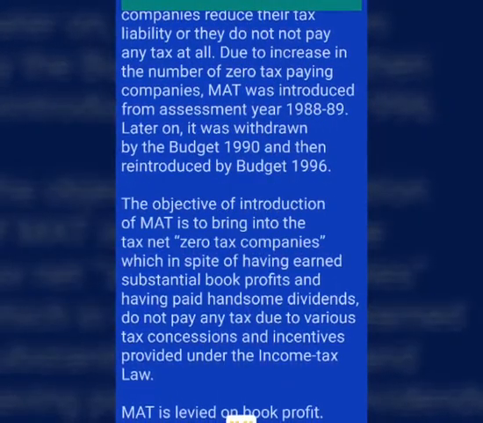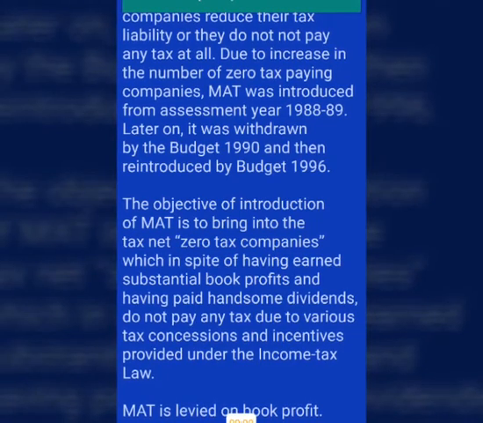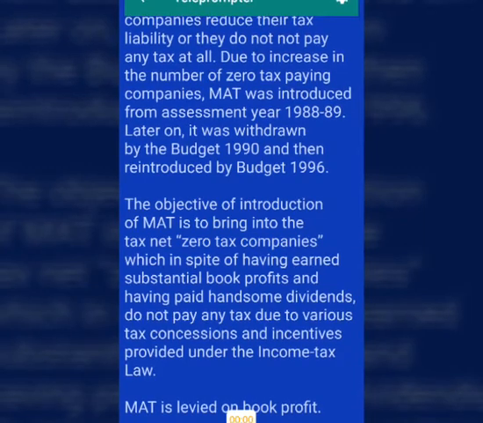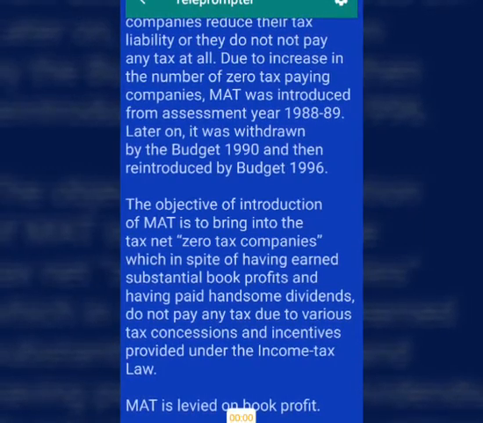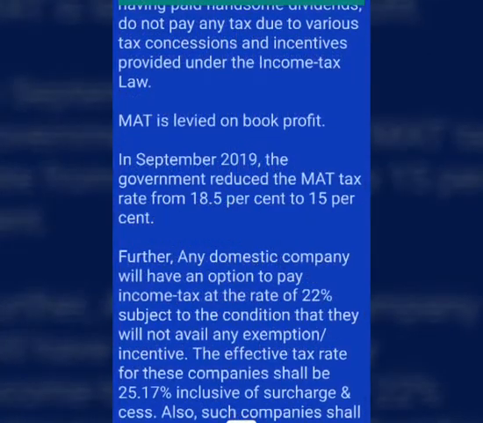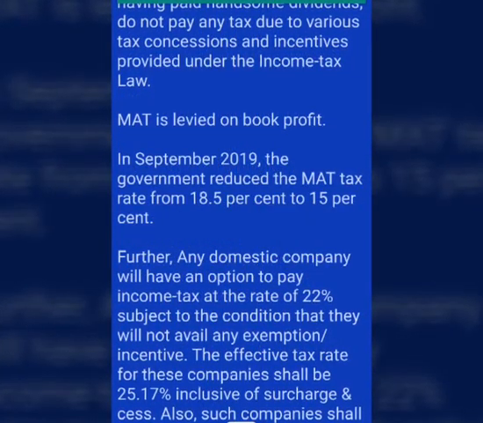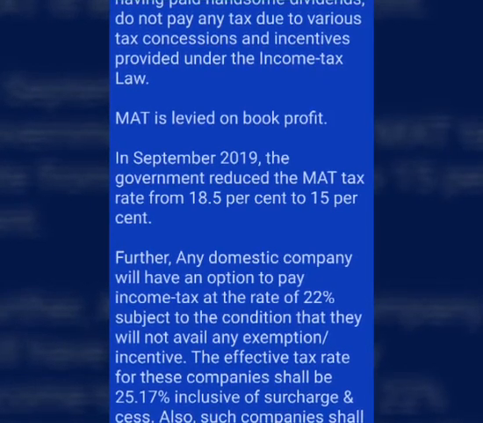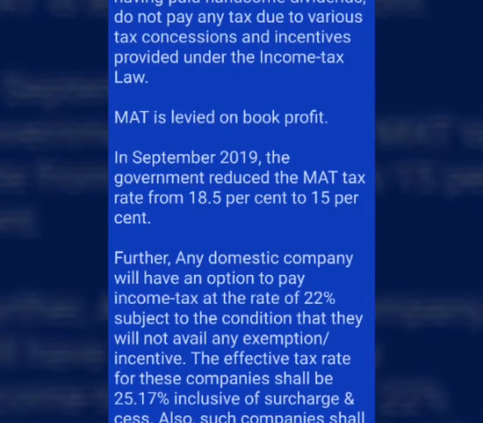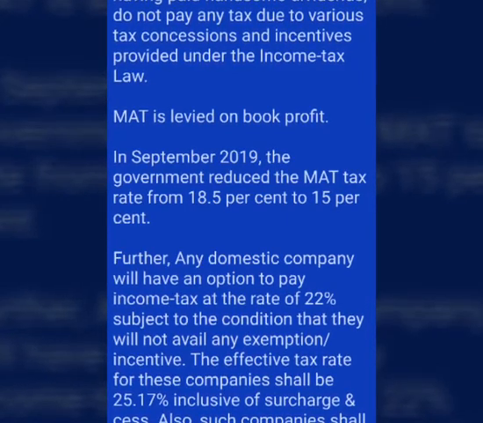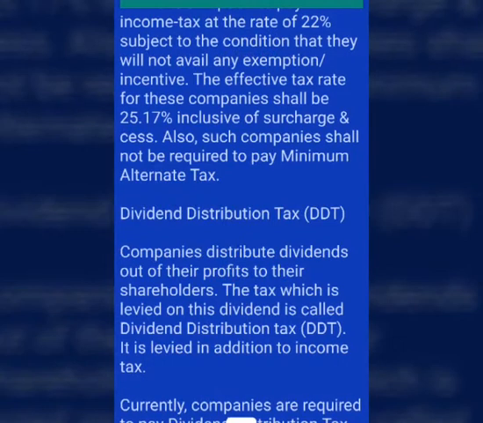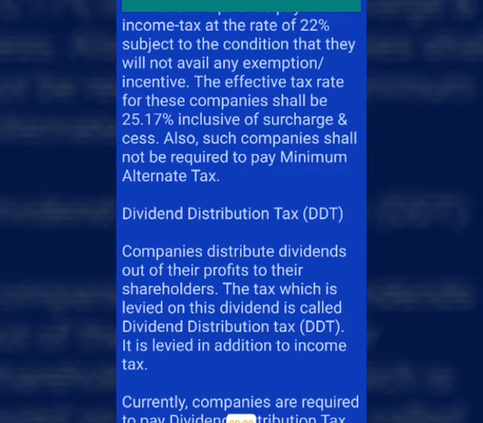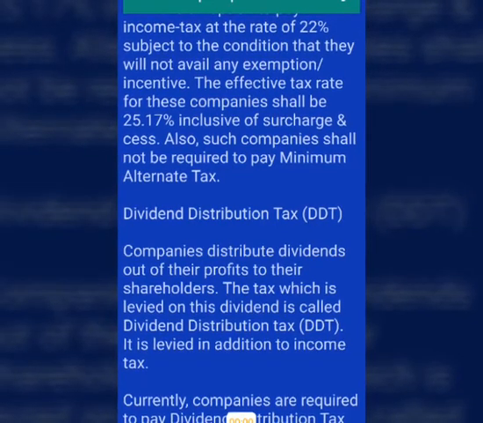Thus, companies reduce their tax liability or they do not pay any tax at all. Due to the increase in the number of zero tax-paying companies, MAT was introduced from assessment year 1988-89. Later on, it was withdrawn by the Budget 1990 and then reintroduced by Budget 1996. The objective of introduction of MAT is to bring into the tax net zero tax companies, which in spite of having earned substantial book profits and having paid handsome dividends, do not pay any tax due to various tax concessions and incentives provided under the income tax law.